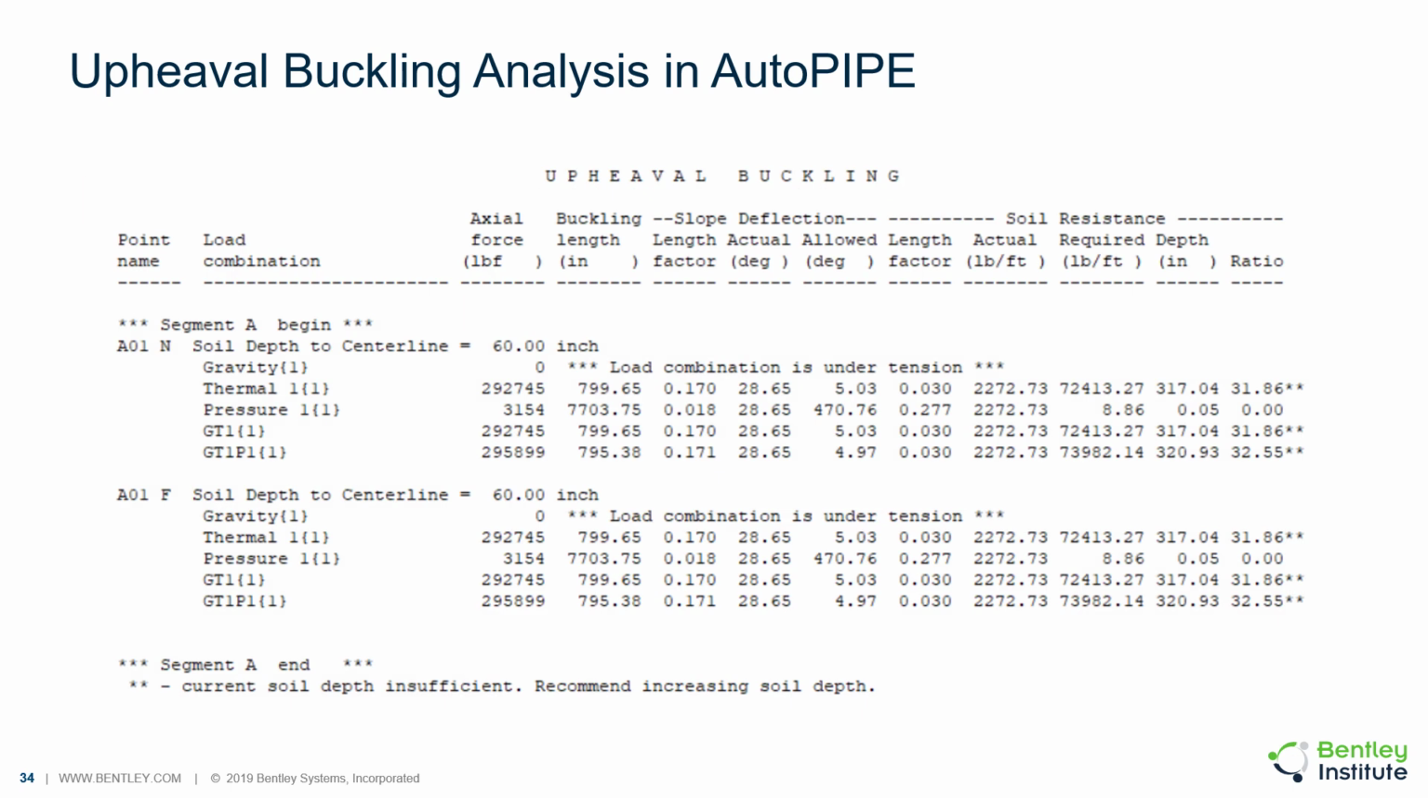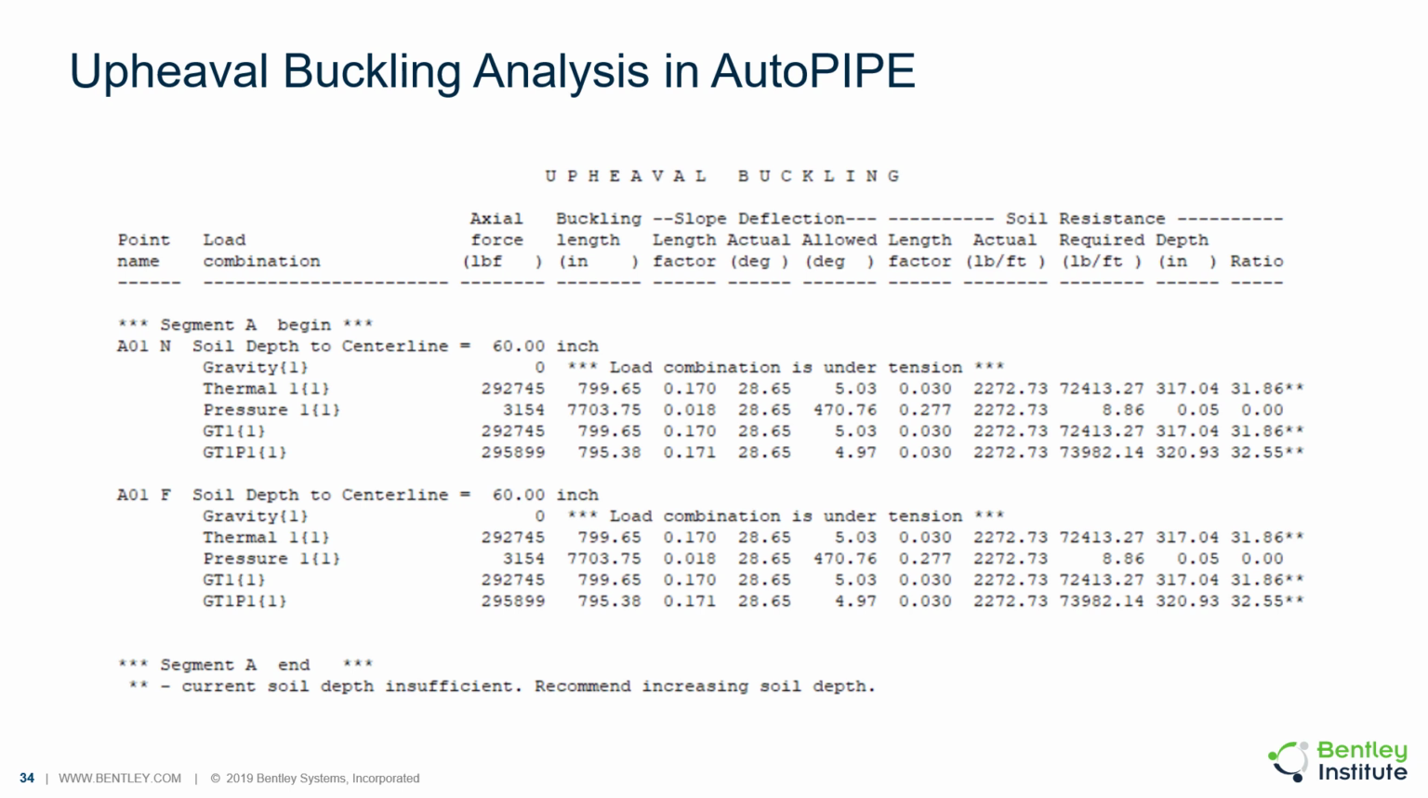And then from the analysis, the user is going to be able to review an upheaval buckling output report that shows the calculated axial compressive force, the buckling length, and the actual overbend angle. It will also show the vertical upward soil resistance being applied and the current soil depth to the center line of the pipe at this point. And these are all from the model inputs.